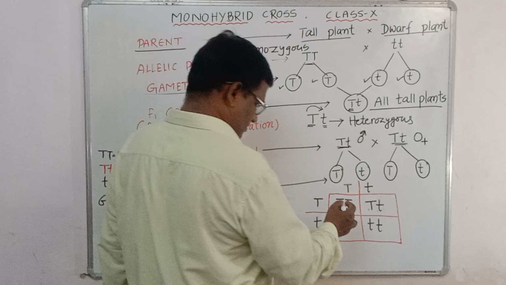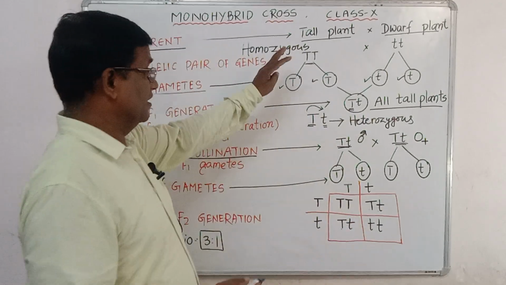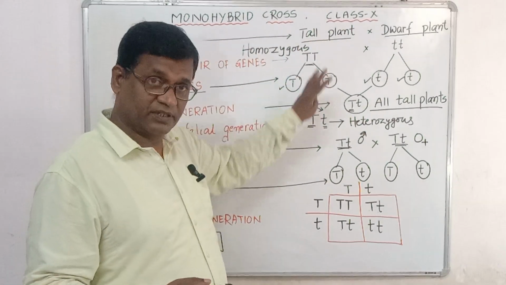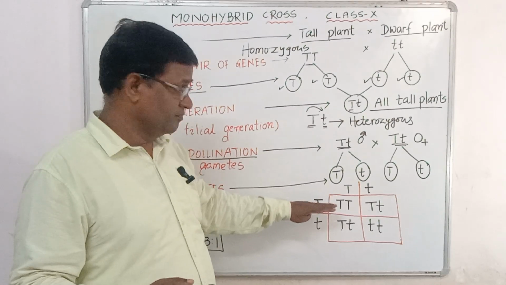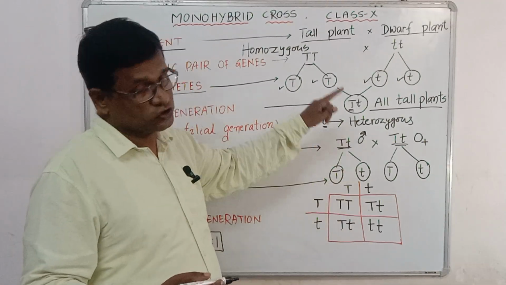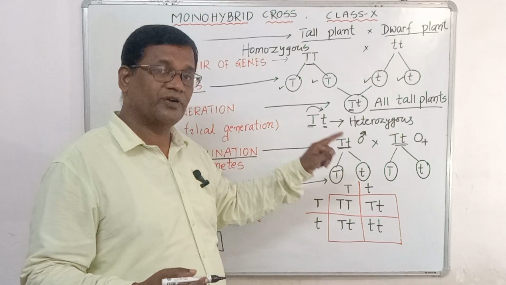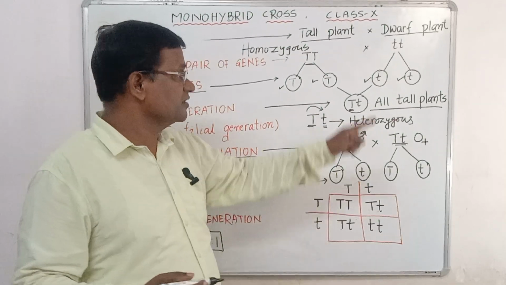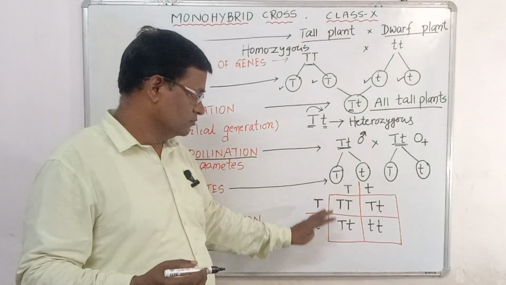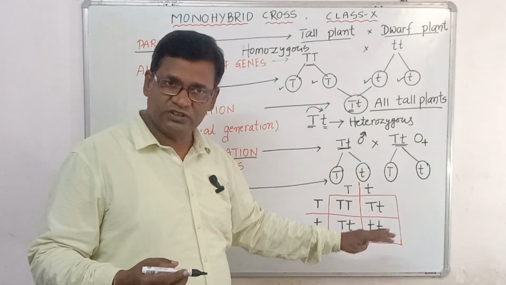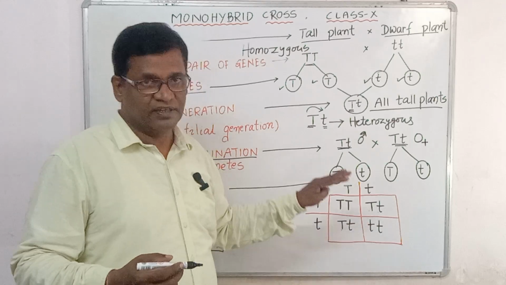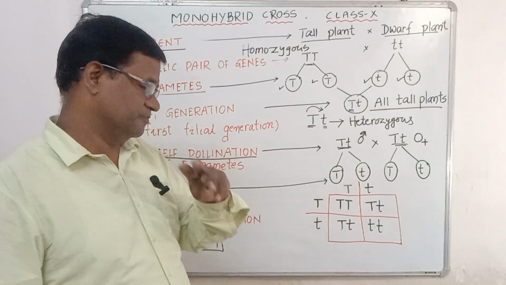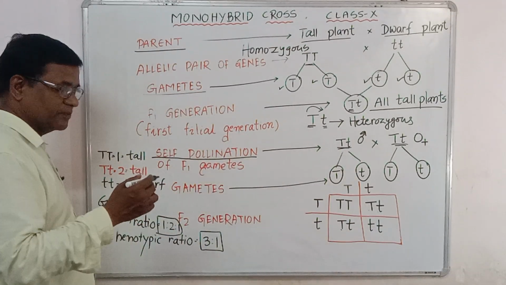Then capital T, what can you tell? We can tell that it is a tall plant, the pure form of the tall plant. Capital T small t, what will we call it? A tall plant, but it is a hybrid tall or heterozygous tall, we can tell. Small t is homozygous but a recessive character. These are the four members predicted in the F2 generation. Now calculate the phenotypic and genotypic.